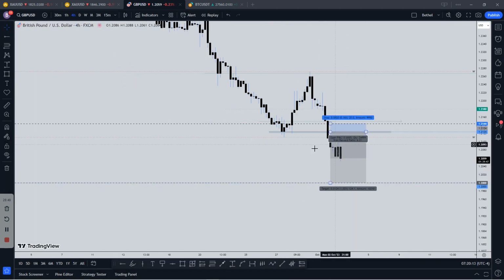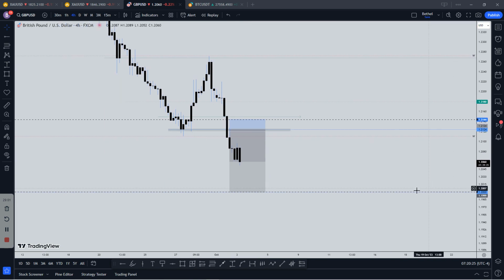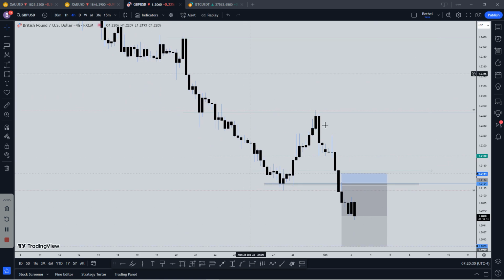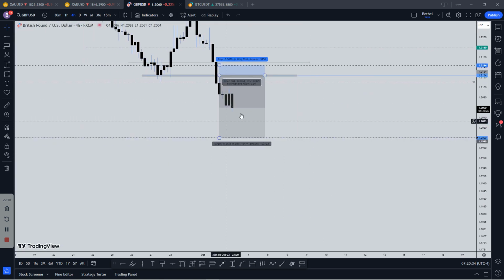So I'm actually short on GBPUSD. I'm in big profits now, like 65 pips in profits. And I'm targeting this low, 1.2. I believe this 1.2 will get taken out because we have been dropping for a very long time. And this 1.2 is a likely target, a likely draw on liquidity, because it's a round number.